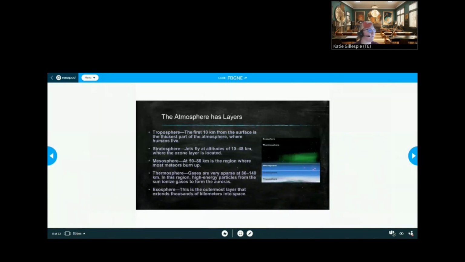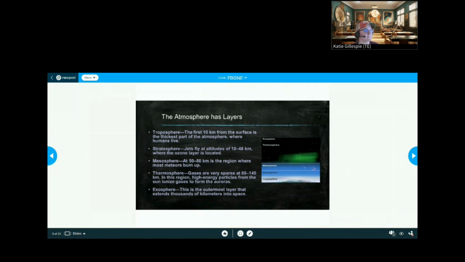Here are the layers. For my kiddos, you want to screenshot this. Make sure that you put this into your Unit 4 folder as your study guide. The troposphere is the very first sphere. That's where we are. That's where weather occurs. Some travel occurs there. We're talking about planes between the troposphere and the stratosphere, right? So that's about 10 kilometers from the surface, and it is the thickest. Again, going back to what I just said, 99% lies within that 50-kilometer range.